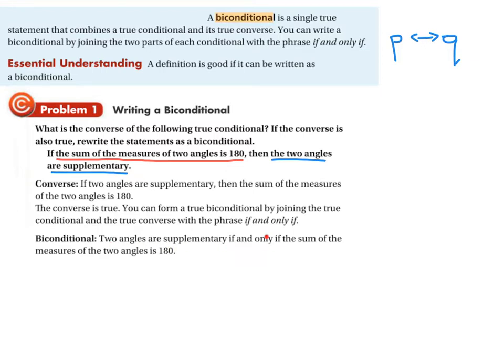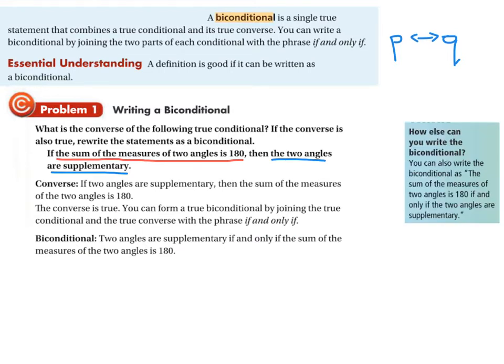supplementary if and only if the sum of the measures of the two angles is 180 degrees, meaning there's no other situation where angles are supplementary than if their angles sum to 180. And a fun fact about that is you could rewrite it the other way too. You could say if the sum of the measures of two angles is 180, then the two angles are supplementary. The hypothesis and conclusion, it doesn't matter which one comes before if and only if and which comes after, because it flows in both directions. So the biconditional can be written in that way or in the other way, and you can read it either way and see that it's true as well.